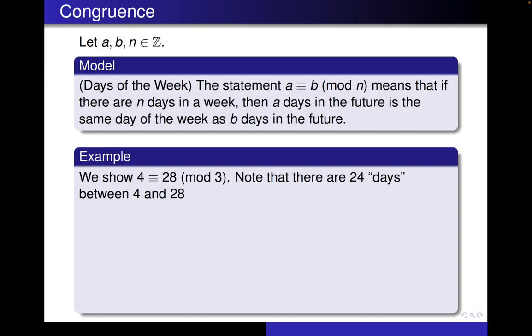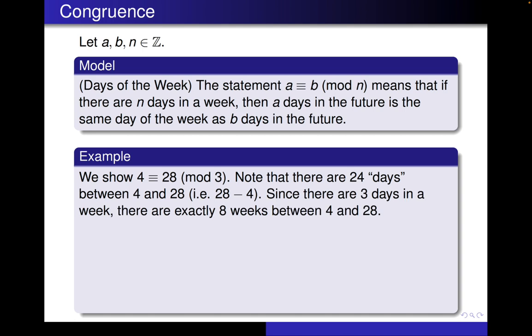And we can look at that in a variety of ways. Probably the easiest is to note that 28 minus 4 is 24. So what does 24 days mean? Well, there are 3 days in the week, so 24 days is exactly 8 weeks. And so that means there are exactly 8 weeks between 4 and 28. Since we have a whole number of weeks, that means that 4 and 28 are on the same day of the week.